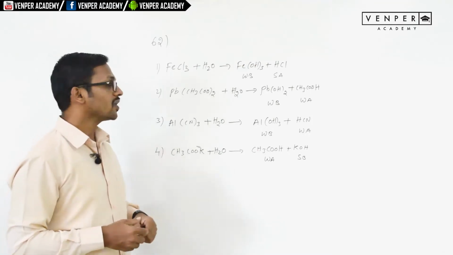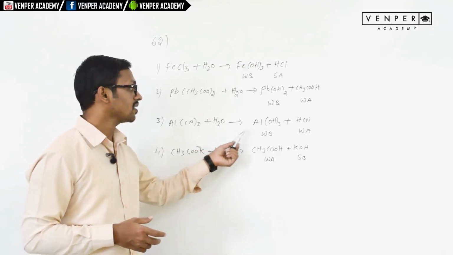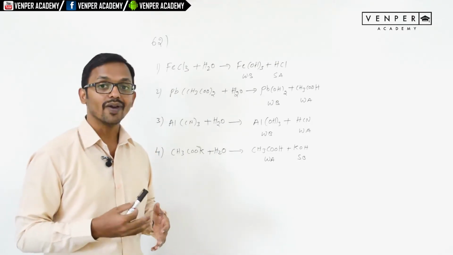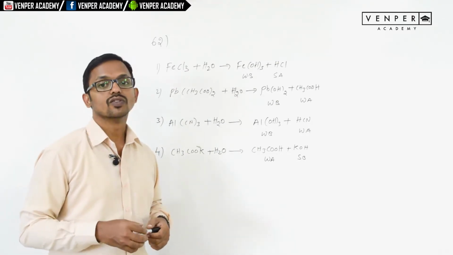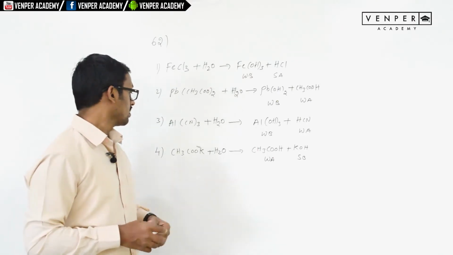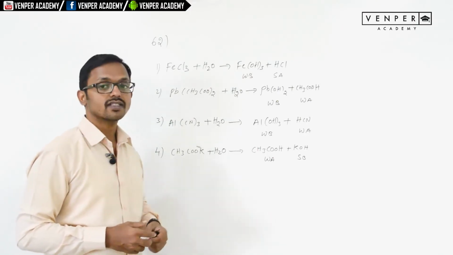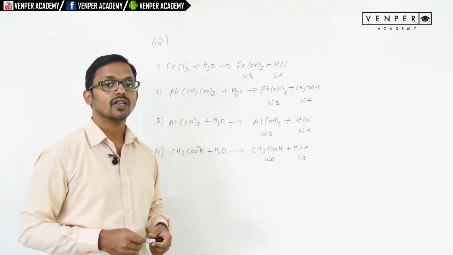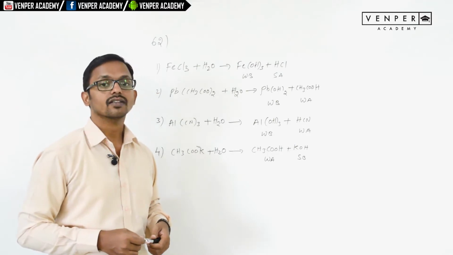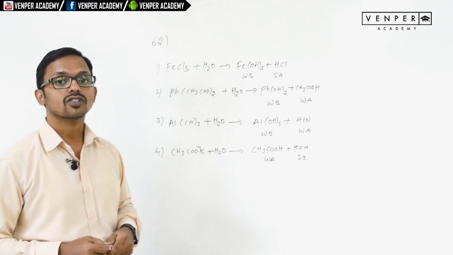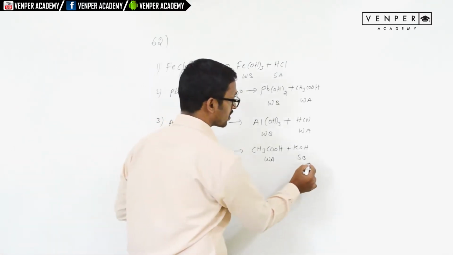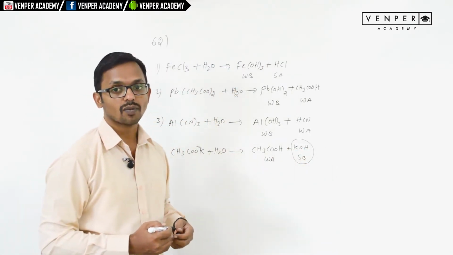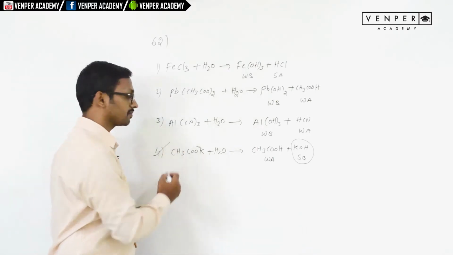And now aluminum cyanide, after hydrolysis we are getting aluminum hydroxide, which is a very weak base, and HCN, which is also a weak acid. And here potassium acetate, after hydrolysis we are getting acetic acid, which is a very weak acid, and potassium hydroxide, which is a strong base. So as a result the solution becomes strongly basic in nature. So in the given 4 options, option 4 is correct.